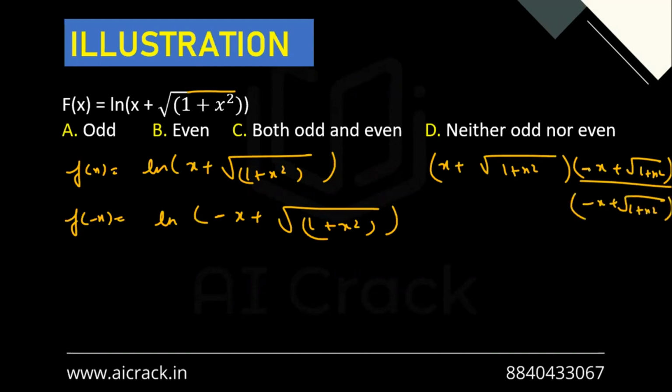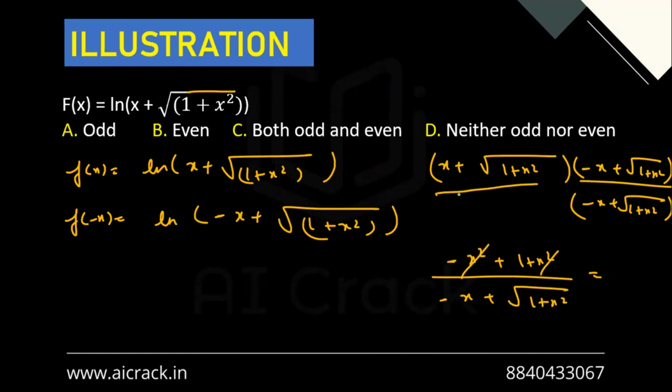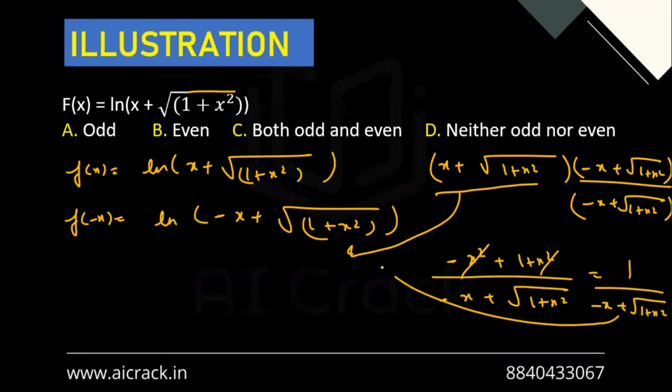So we have minus x plus under root 1 plus x square. And what I'll try to do, I'll try to rationalize it. So I'll multiply by (x plus under root 1 plus x square) divided by (x plus under root 1 plus x square). Now if I multiply both of these, what I'll get, minus x square plus 1 plus x square divided by x plus under root 1 plus x square. So this gets cancelled. So basically this is 1 by this. So this comes out to be 1 upon (x plus under root 1 plus x square).